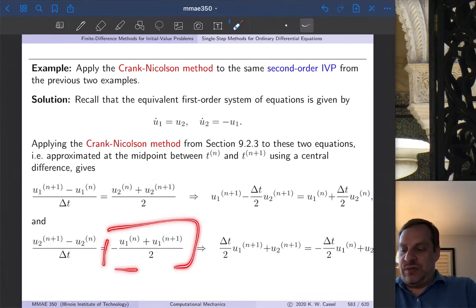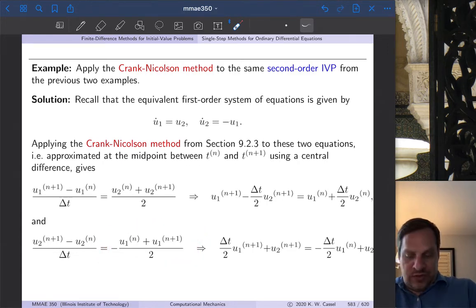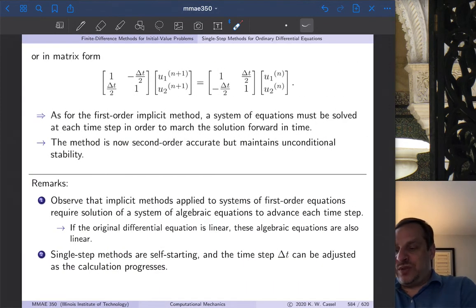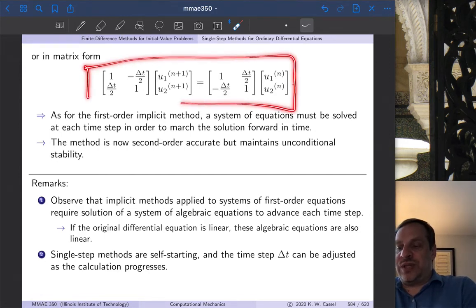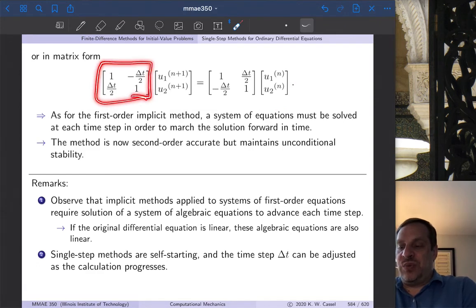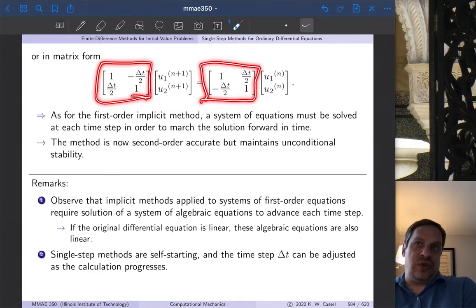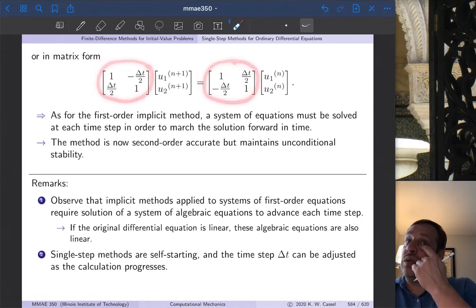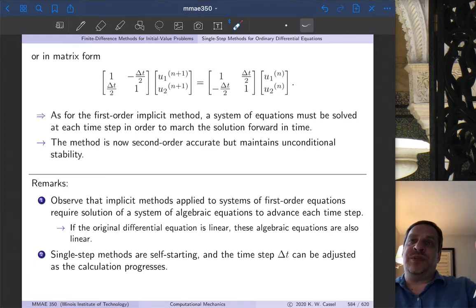Same thing here. Then, as always, bring the unknowns to the left, the knowns to the right, and this is what we end up with. Once again, we have a system of equations in matrix form. It now looks like this, and you'll notice we now have a coefficient matrix on the left, and we have a matrix on the right, a coefficient matrix on the right. So we solve it the same way. Notice neither of these matrices changes when you go from time step to time step.